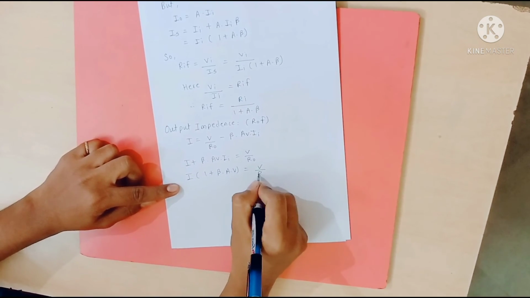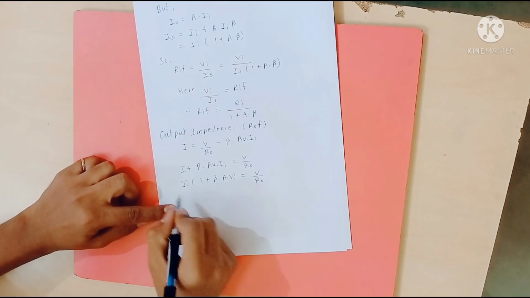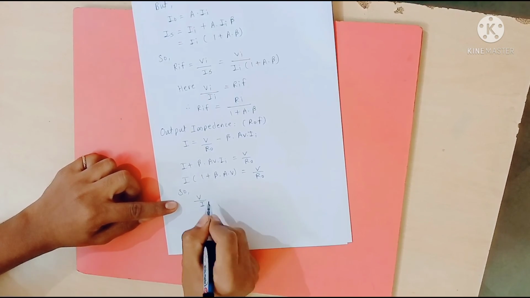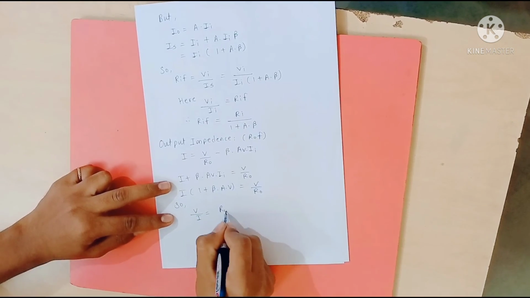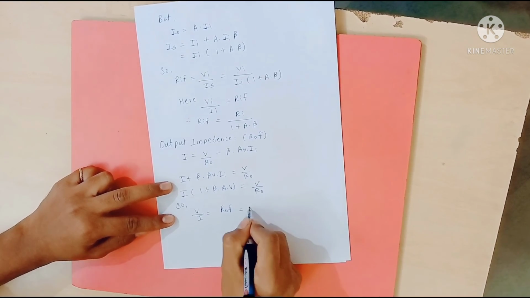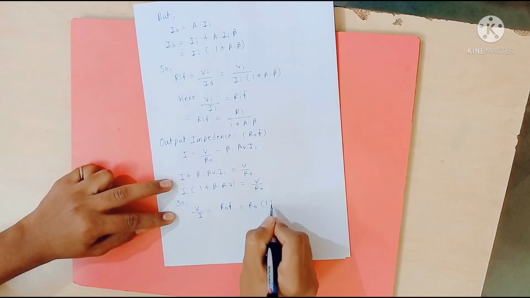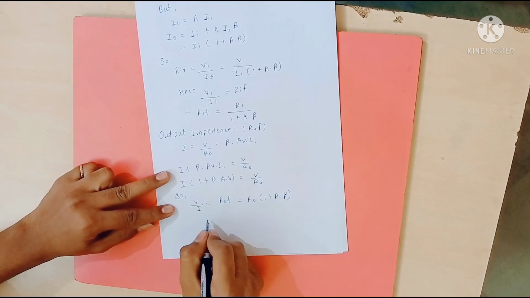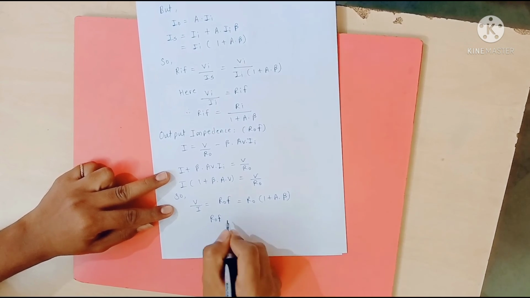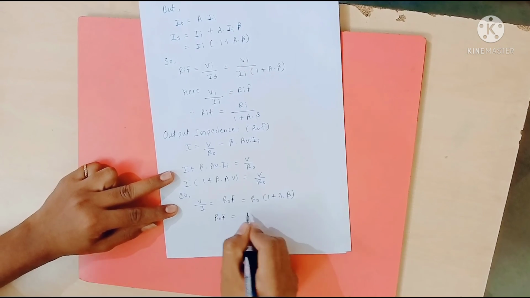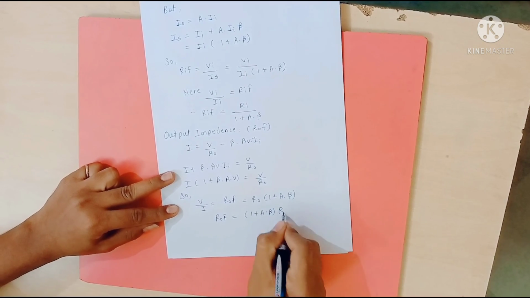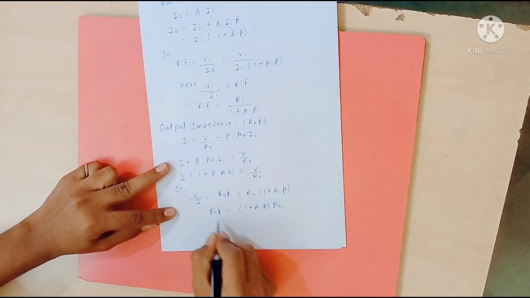So finally V upon I equal to ROF equal to R0 into bracket 1 plus A into beta. So ROF is our output impedance, so ROF equal to 1 plus A into beta into R0. So this is our output impedance.